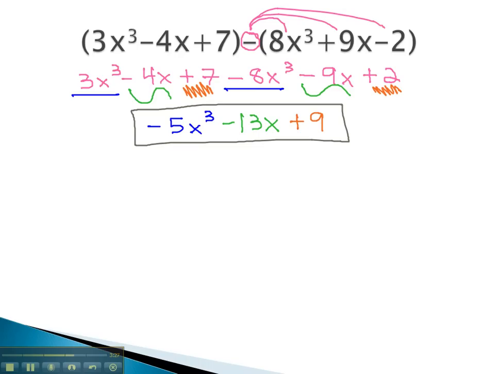Notice as we subtracted, again, the exponents did not change. When we combined x cubed with x cubed, we still had the x cubed. We simply added and subtracted the coefficients, or numbers in front. With addition and subtraction, we're simply combining like terms, possibly distributing a negative first, should it be a subtraction problem.